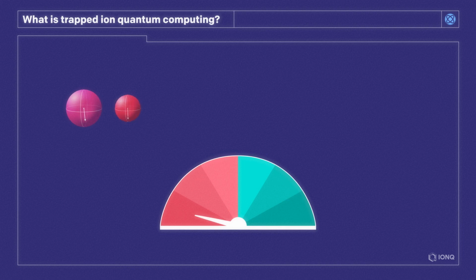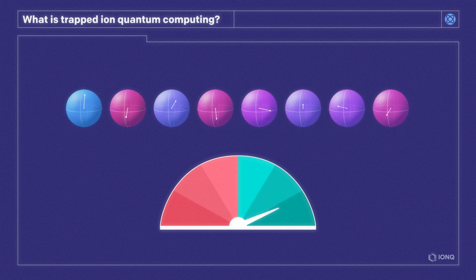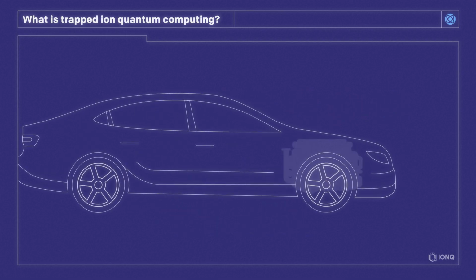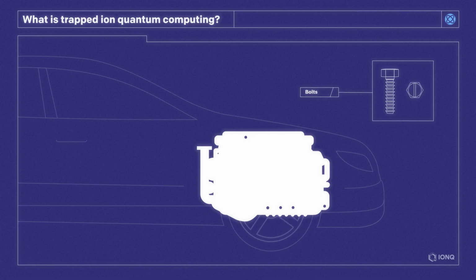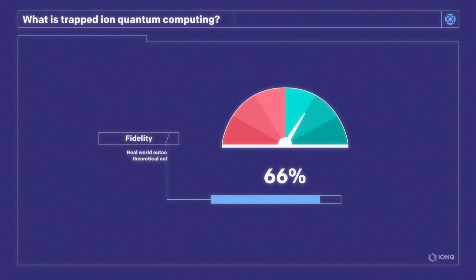It's tempting to search for a simple performance metric to compare quantum computers, like the number of qubits. But counting qubits alone, without understanding their characteristics, is like counting bolts in an engine as a metric for evaluating a car. It's not an accurate representation of quality or utility. A better benchmark is fidelity, a measure of how close the real-world outcome of the process is to the theoretical outcome. And this is where ion trapping is particularly useful.